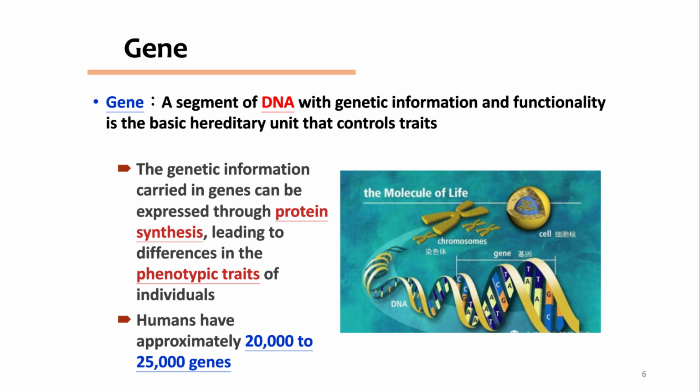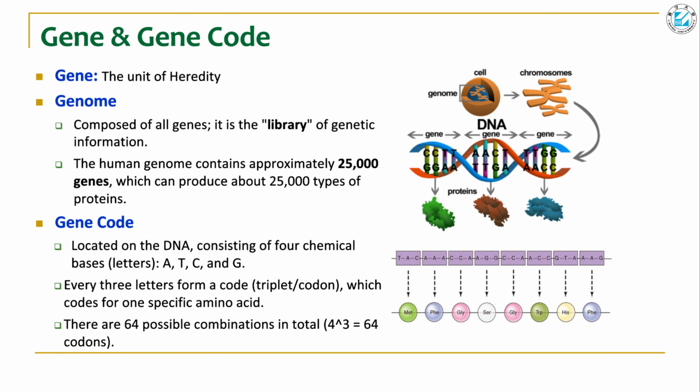So, how does DNA work? It uses the gene code. A gene is a small piece of DNA that tells your body how to make a protein. Think of your genome as a big library, and the genes are the books. The code is read in groups of 3 letters, called a codon. So in this slide, you can see the genome, composed of all genes, is the library of genetic information.